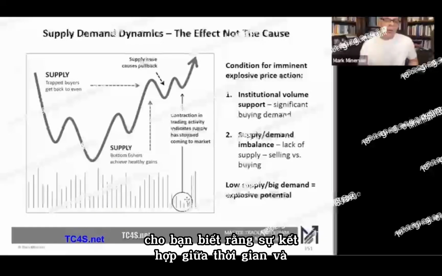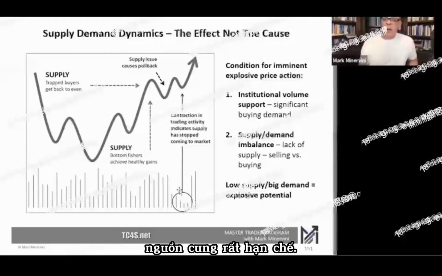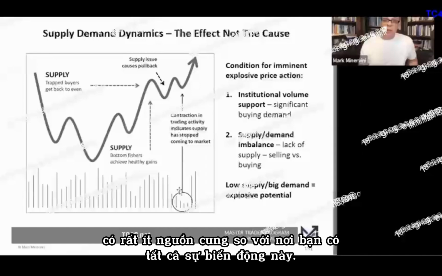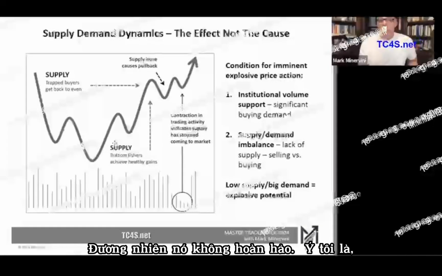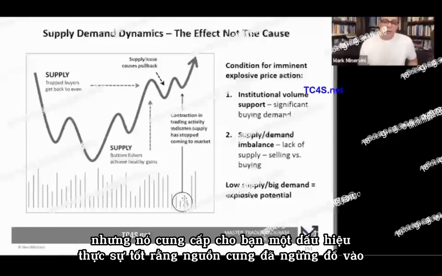And this is what lets you know, the combination of time and price and volume, that the stock now has limited supply. There's very little supply versus where you had all this volatility. Now, it's not perfect. I mean, could there be a big seller at a certain price? Sure, there could be, but it gives you a really good indication that supply has stopped coming to market.